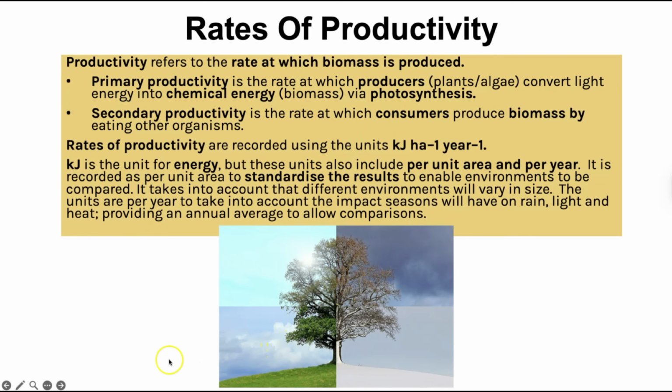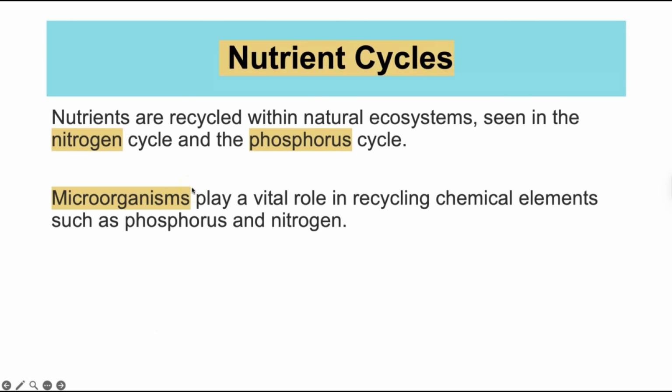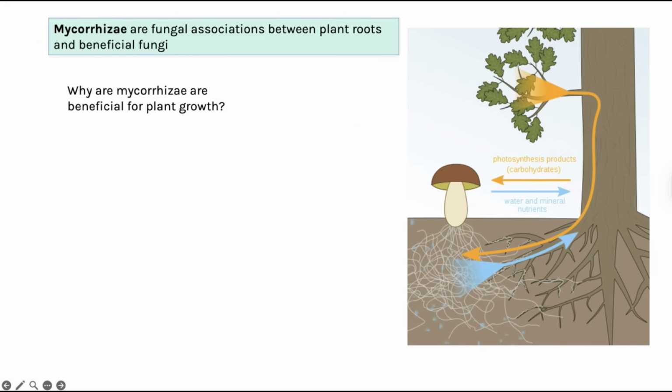Next is 3.5.4 nutrient cycles. Nutrients are recycled within natural ecosystems, and we see this in the nitrogen cycle and the phosphorus cycle for AQA. And microorganisms play a vital role in both of these cycles to recycle the elements phosphorus and nitrogen.